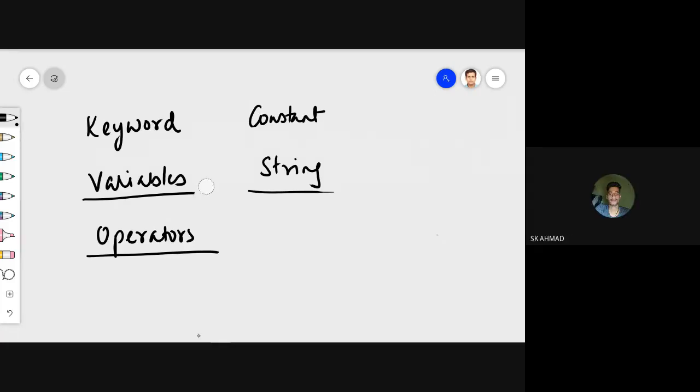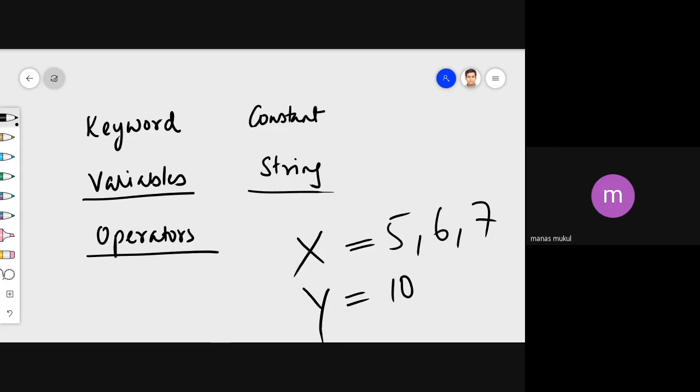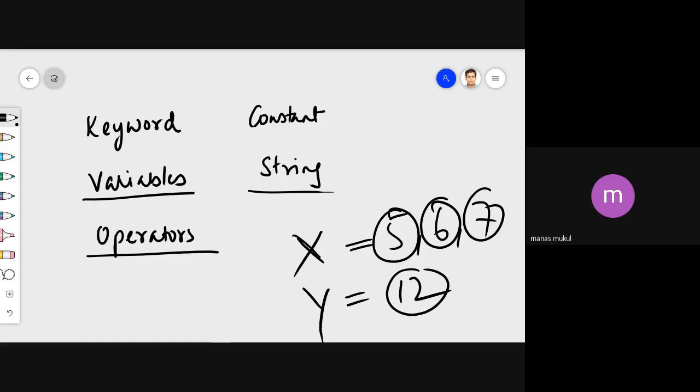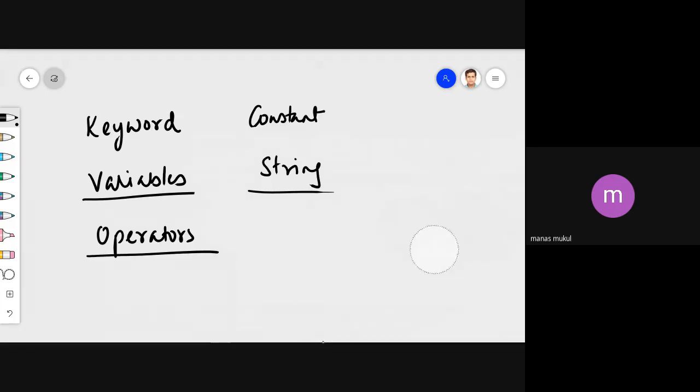X and Y, whatever we take in a program. So suppose I take X and Y. Now, the value of X and Y can change. I can have 5, I can have 6, I can have 7, Y, I can have 10. Then I say, I don't need 10, I want 11. Okay, 11. Okay, I don't want 11, I want 12. So 12, 5, 6, 7, these are values. And these values are changing, but X and Y remain. Now, these X and Y are called variables. Now, these variables are basically like your container.